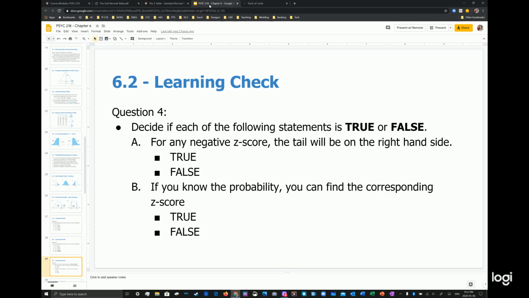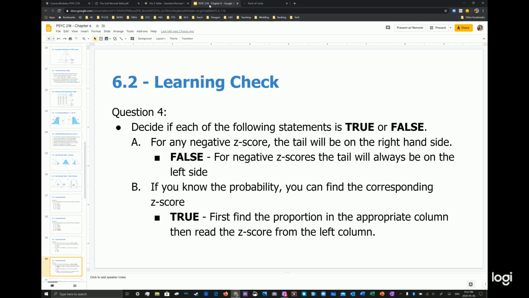Okay. True, false here. See if each of the following statements is true or false. For a negative Z score, the tail would be on the right-hand side. True or false? And if you know the probability, you can find the corresponding Z score. Take a moment and think about the first one and see what happens to a negative Z score, where the tail would be. And think about what you would get if you know the probability.